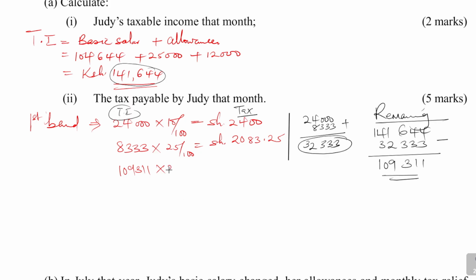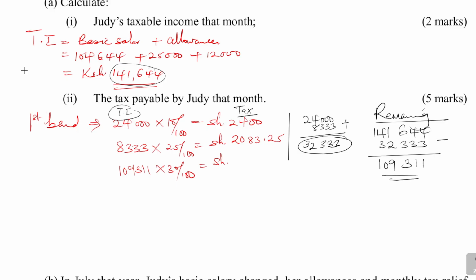The rate of 30%, like that. So now when you add 24,000 plus 8,333 plus 109,311, that should give you 141,644. By doing so, we will have taxed everything.